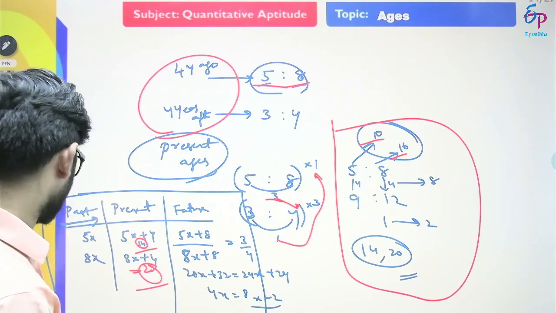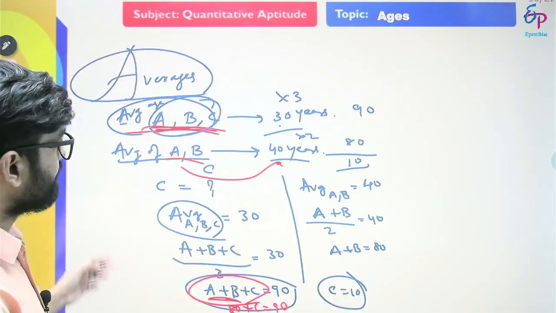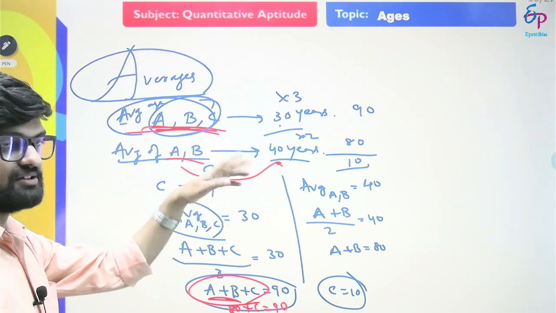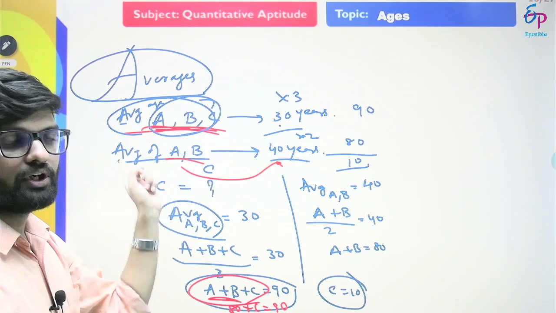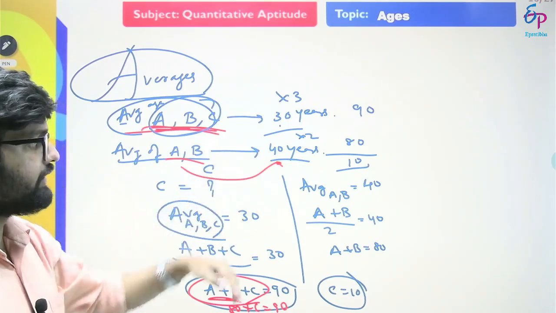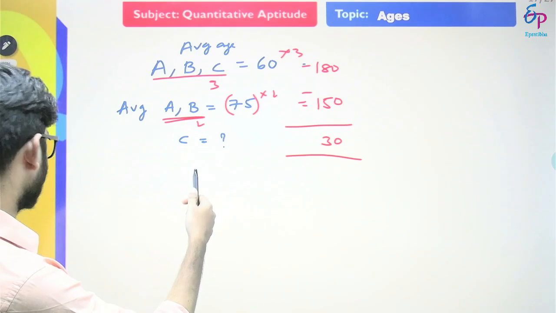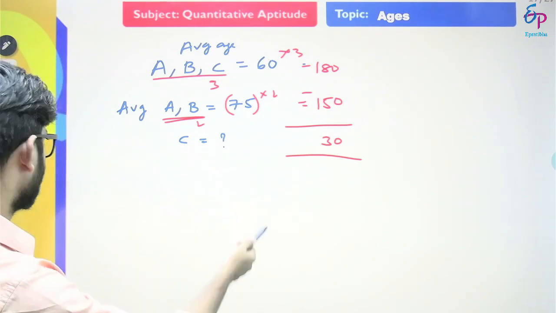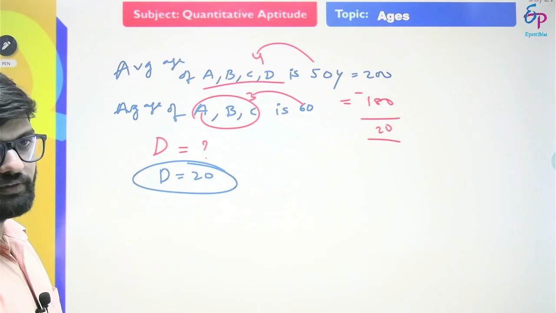14 and 20. Next, 5 years ago. These are the averages we have seen. 3% and 2% means you can go with the formula method, or directly 3% means multiply by 3, 2% means multiply by 2, and you will get 90 and 80. Next, this into 3 into 2, that is 150, 130, 4%, so 3% I have given.